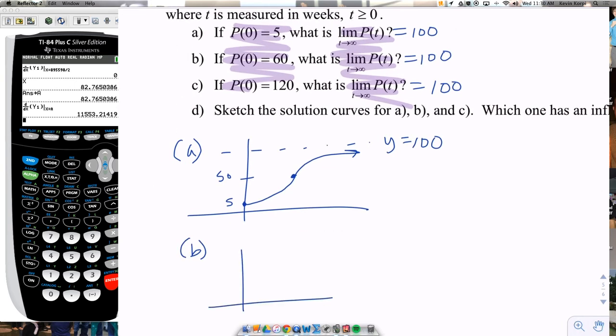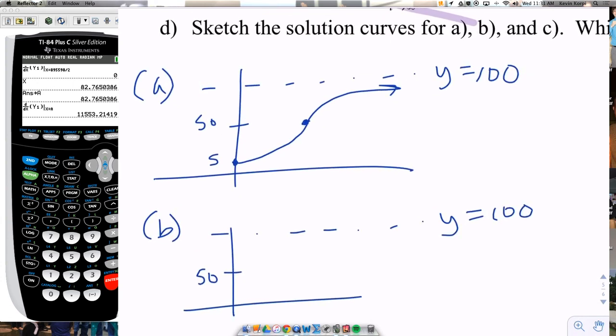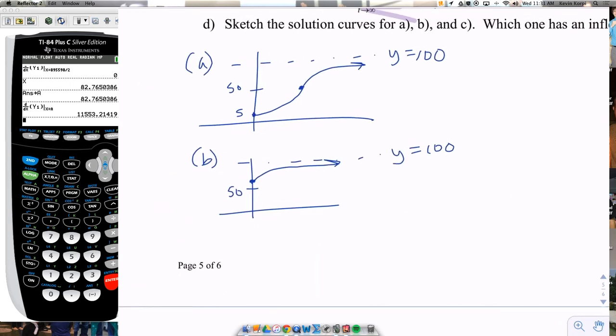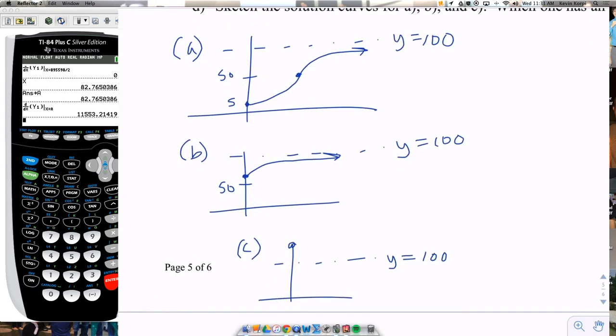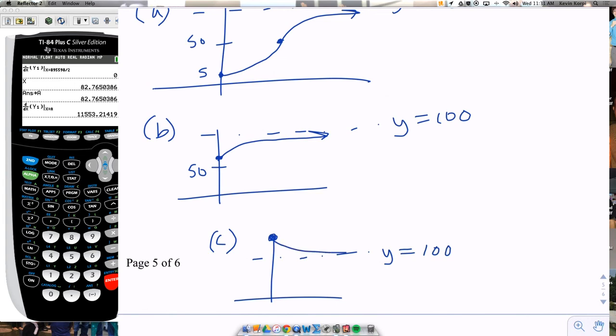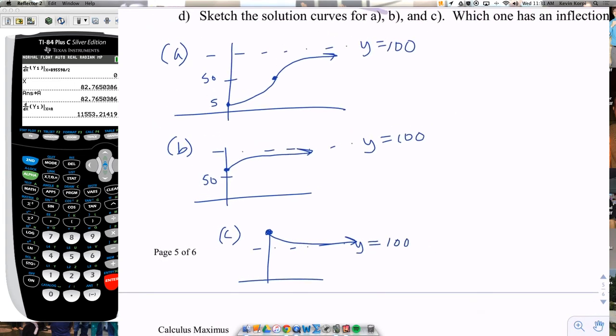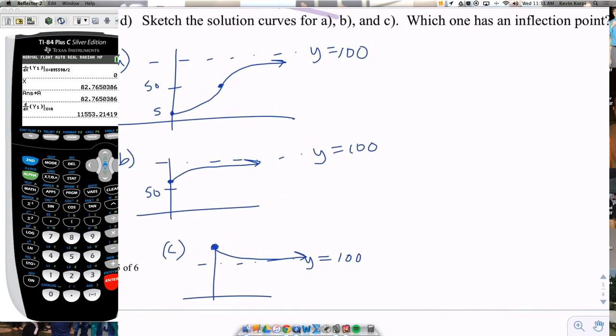For B, very similarly, you've got y equals 100 up there. But now you're starting at 60. So 50 is right here. You're starting a little bit above that. Are you going to see the inflection value? No, it's already increasing at a decreasing rate. And then the solution curve for part C, here's y equals 100. You're way up there already at 120, so you're above the horizontal asymptote. This population is going to be decreasing, self-correcting towards the carrying capacity.